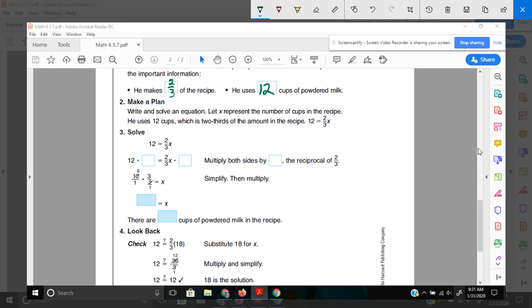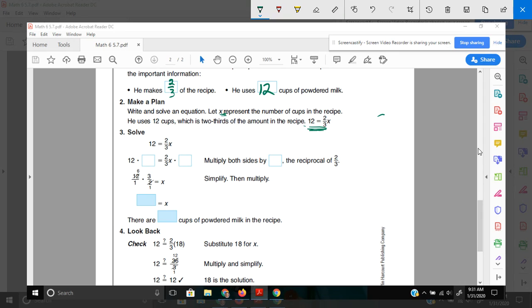Write and solve an equation. Let x represent the number of cups in the recipe. That's what we're trying to find. That's why it's the unknown. He uses 12 cups, which is 2/3 the amount of the original recipe. So here is our equation. 12, what he uses, is equal to 2/3 of, so times the unknown, what we're looking for.